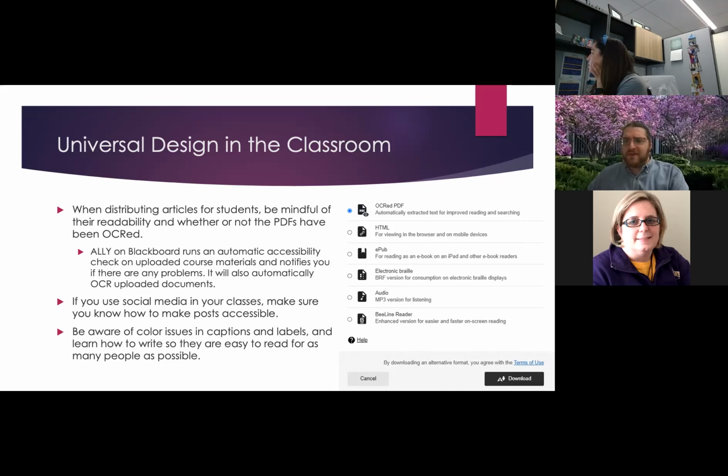One other thing to think about is to be aware of color issues in captions and labels. And learn how to write them so that they're as easy to read for as many people as possible. For instance, make sure that everything is over a certain size font. Try and use high contrast. So you can see on this slide, our headings are white writing on a very dark purple background that has a high level of contrast, and it's pretty readable because there's a contrast between the background and the typing. The rest of the slide is black lettering on a white background. That's also got some very high contrast.